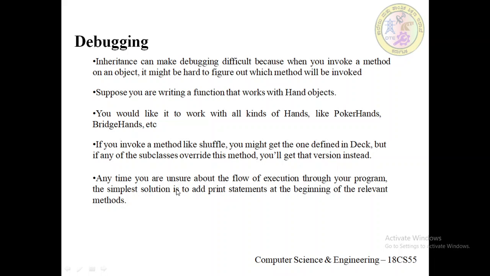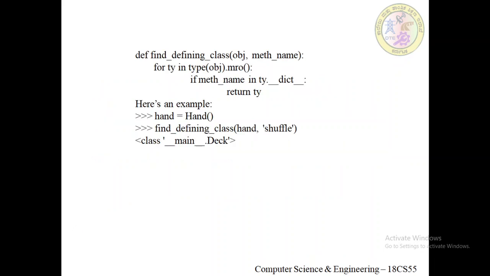So in such cases, we are unsure about the flow of execution through our program, but the simplest solution is to add print statements at the beginning of the relevant methods. For example, in the Deck class and the Hand class, if you write them as a programmer, when you get unexpected output, it becomes easy for you to debug where the problem is in the program. For example, it is being written here.